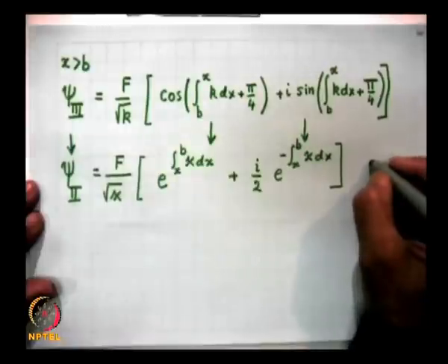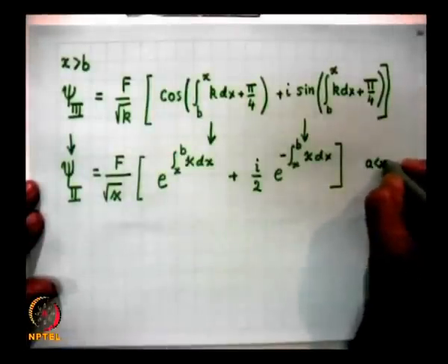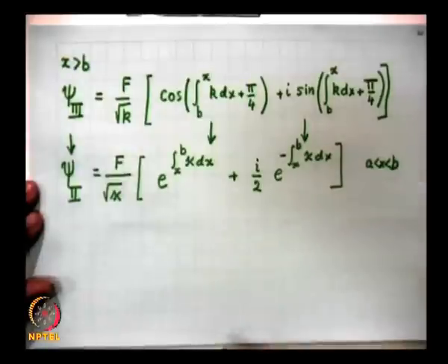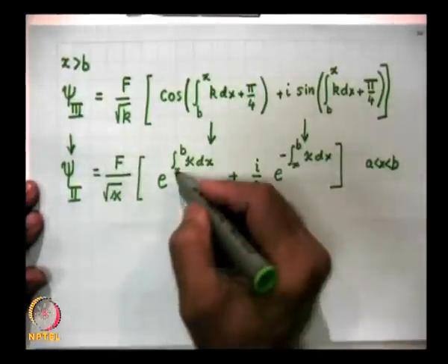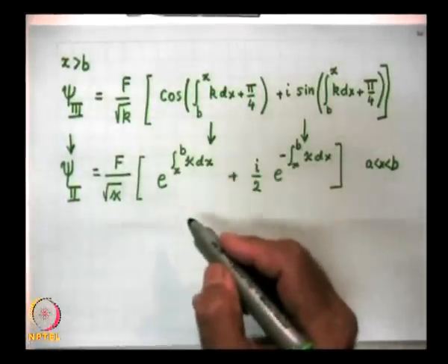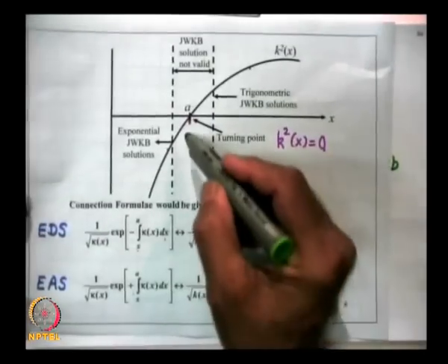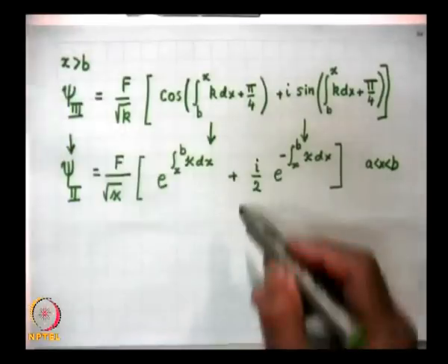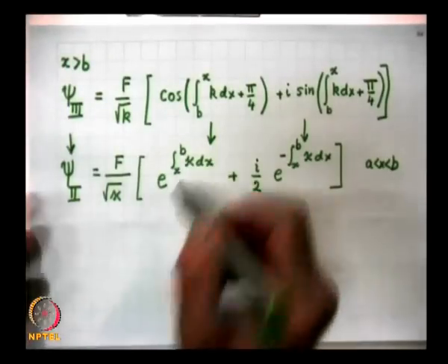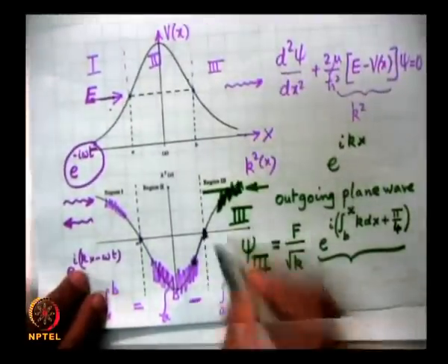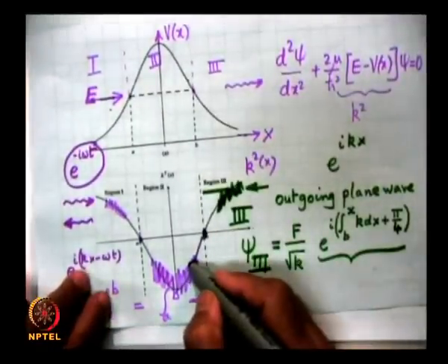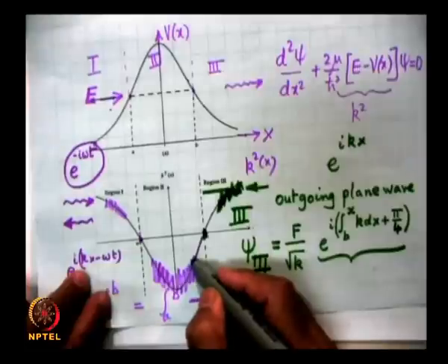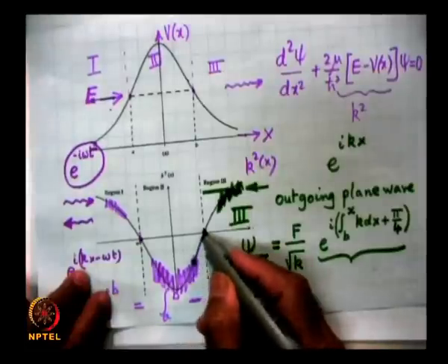where x lies between a and b. So, therefore, it is from x to a. So, this is x to b, because b is my turning point here. So, the integrals have to be such that x is less than b. So, it is x to b.